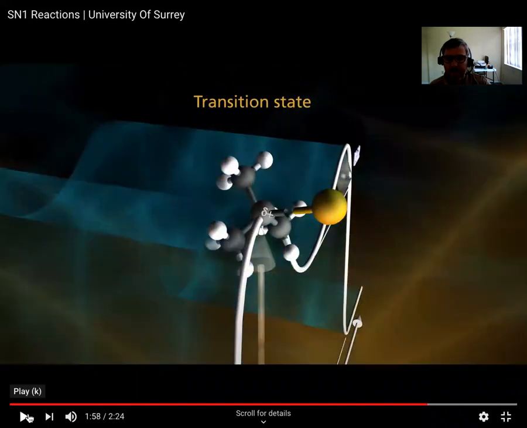Transition. Okay, that's the transition state. It's kind of, at that point, at the cusp. It could either stay or go at that point. If it stayed, it would go back down to the reactants. But if it goes, then it goes on to the next step.